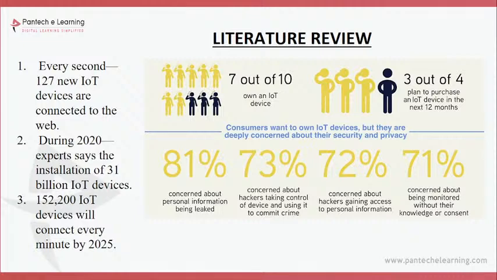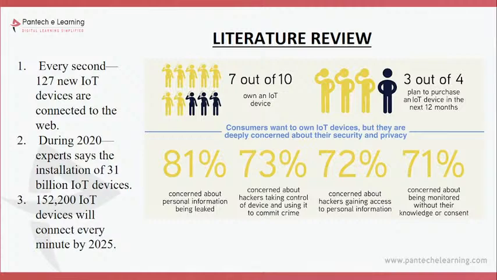So this is a literature review of IoT, year by year, what was developed in which year. Every second there are 127 new IoT devices connected to the web. During 2020, as per the previous years, some 31 billion IoT device installations were found. So we can predict that in 2020 we have 31 billion IoT devices. By 2025 we can expect 152 to 200 IoT devices will connect every minute. So we can predict the future by using IoT data. Seven out of 10 people own an IoT device, and 3 out of 4 people are planning to purchase an IoT device in the next 12 months.